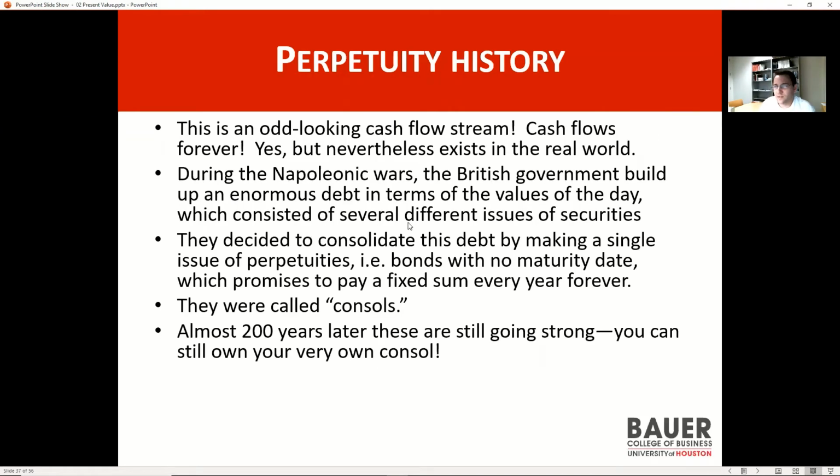These do exist in the real world. So a little bit of history. The British government had a lot of debts from the Napoleonic Wars. They decided to consolidate all of these different types of debt into a perpetuity. They call these things consols. And to my knowledge, they're still trading. It's possible that you could trade one. They're a bit esoteric, so I don't know anyone who owns these things. I don't own any of them, but in principle, you could. So why do we like perpetuities?